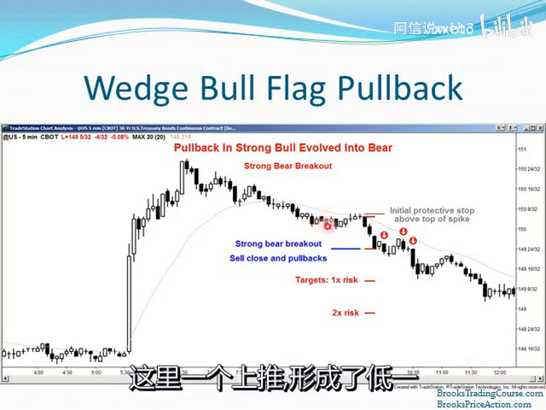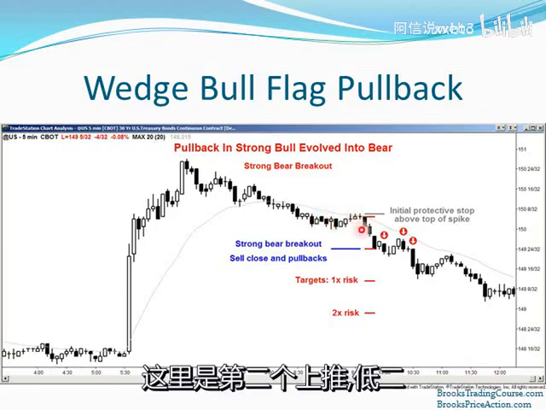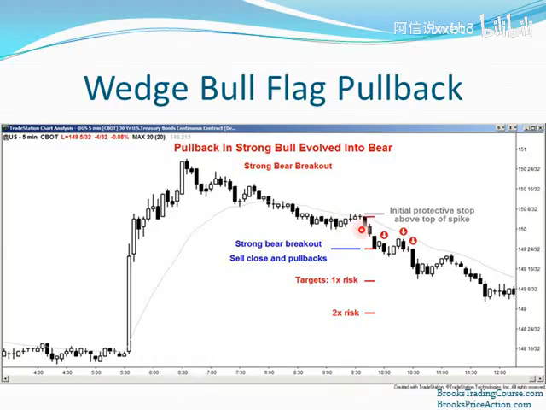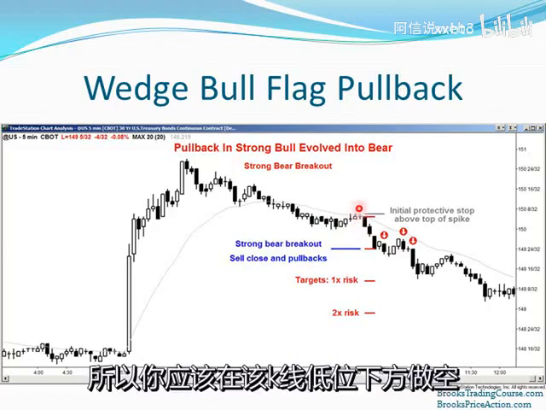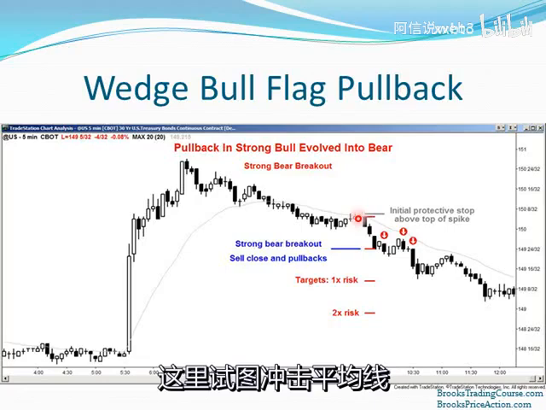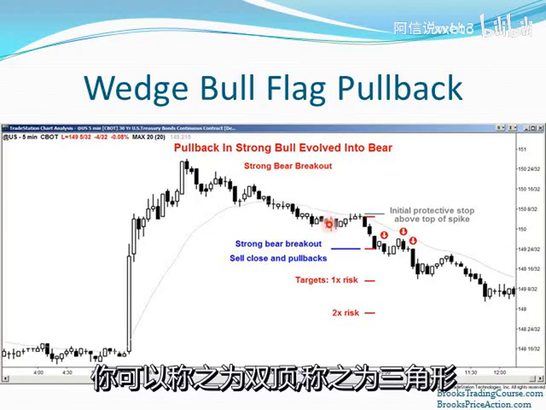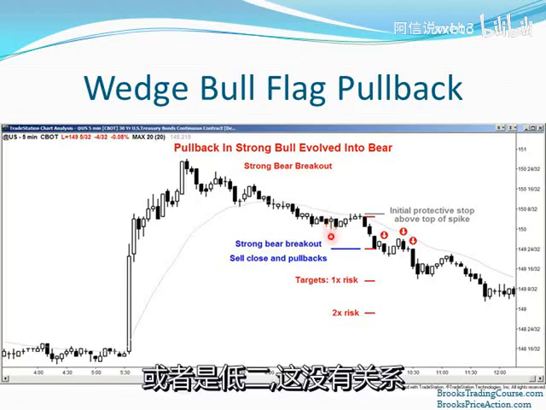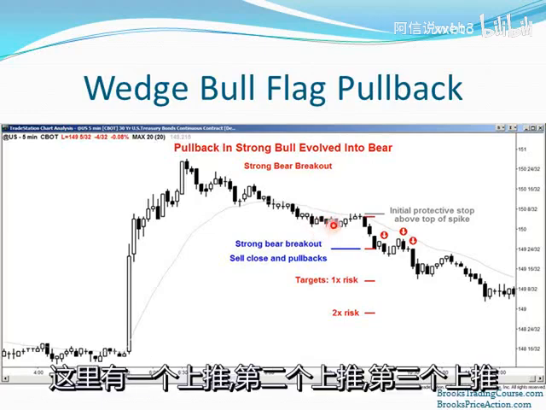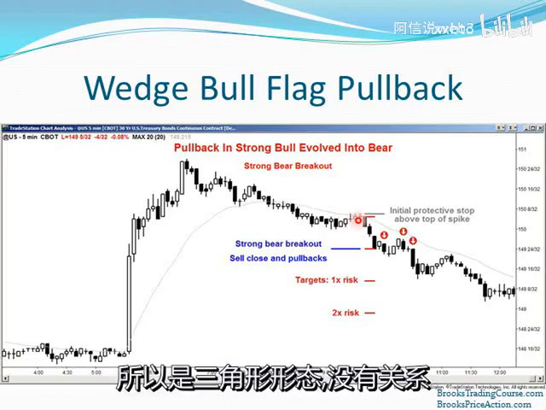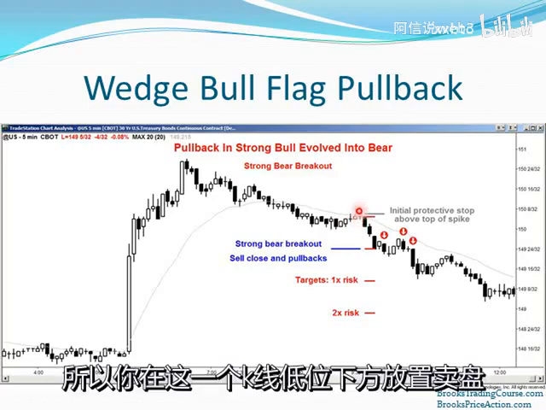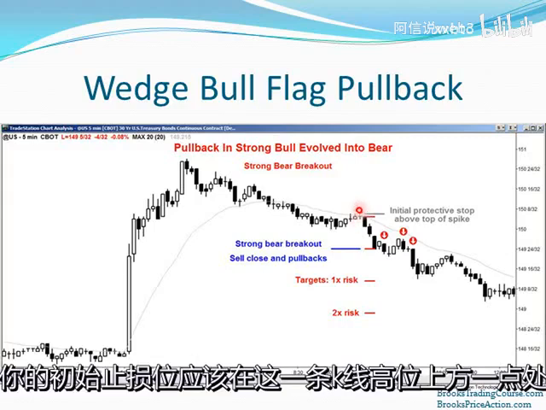Push up here, so low 1, and second push up here, low 2. So you would short below the low of that bar, test of the moving average, double top with this bar. So you can call it a double top, you can call it a triangle, you can call it low 2, doesn't matter. Here's a push up here, second push up here, second push, third push here, so triangle. Doesn't matter. You'd short on a stop 1 tick below the low of that bar, and your initial protective stop is 1 tick above the high of the bar.